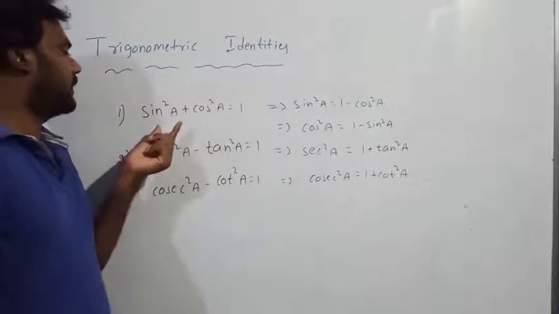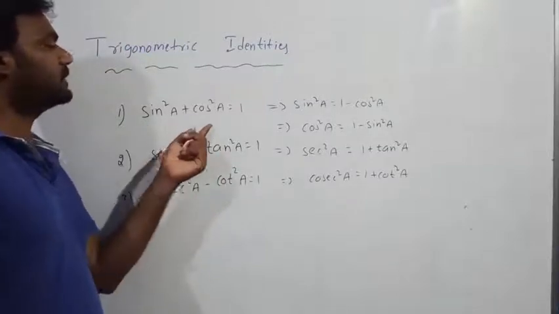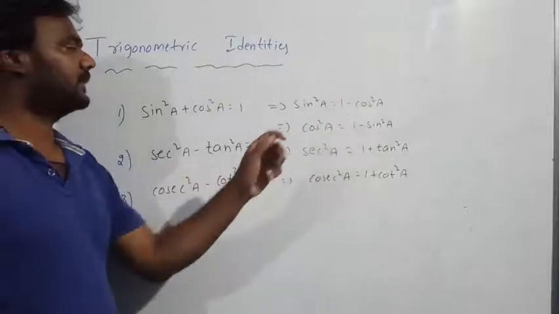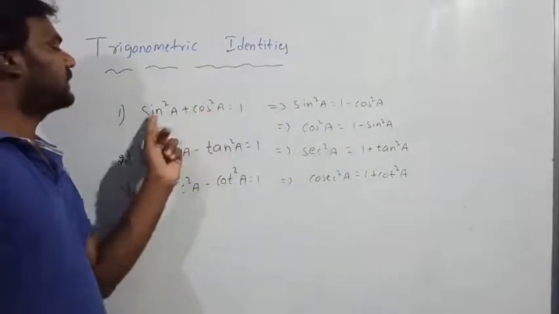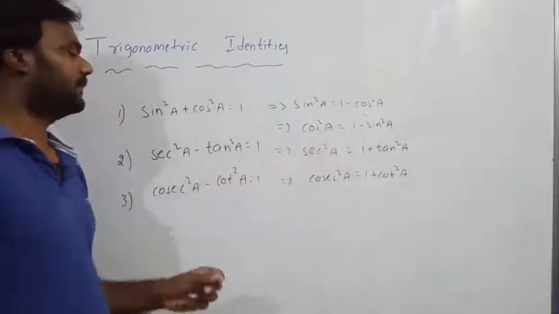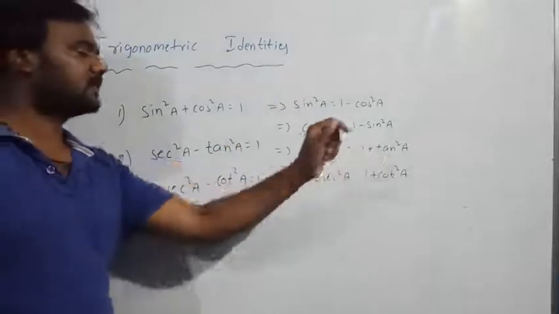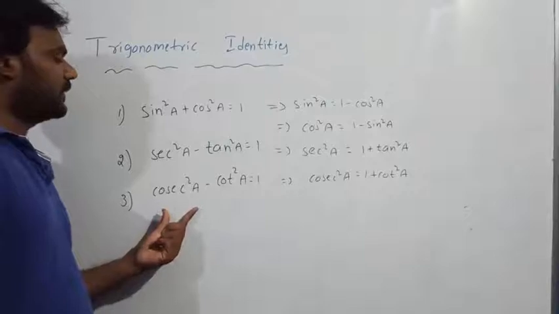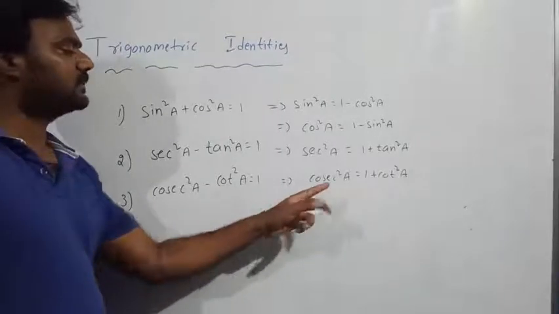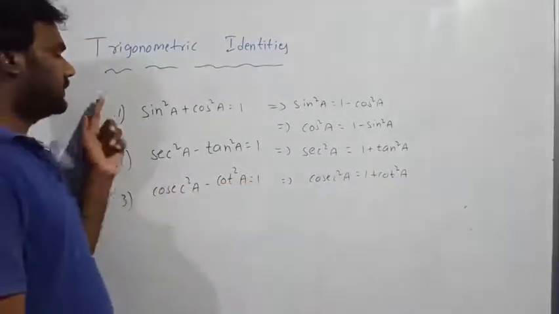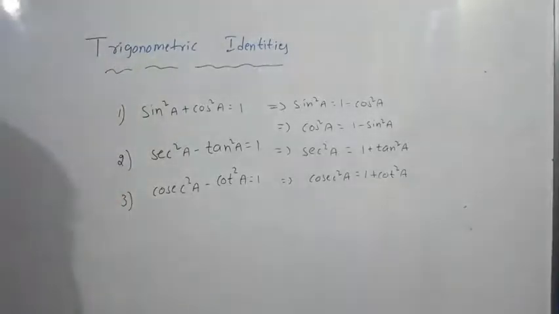By using this, suppose I want sin square a, it changes to RHS 1 minus cos square a. I want cos square a, it changes to RHS 1 minus sin square a. Next, secant square a changes to RHS 1 plus tan square a. I want cosec square a, it changes to RHS 1 plus cot square a. These are three very important identities.